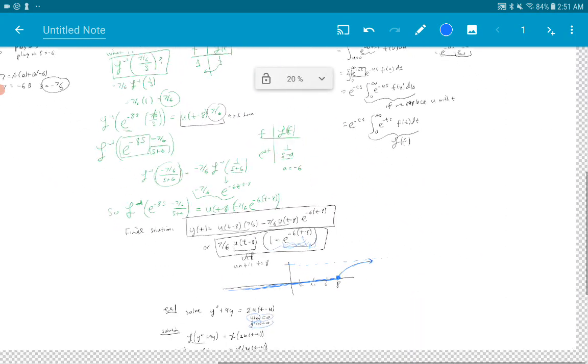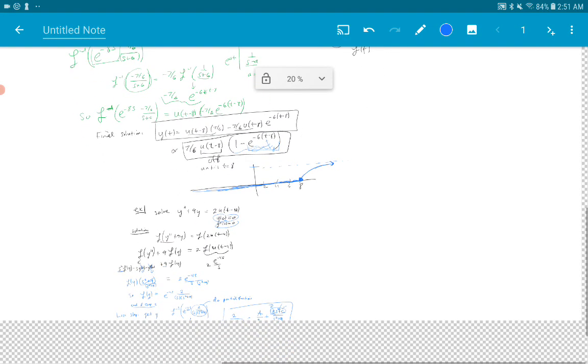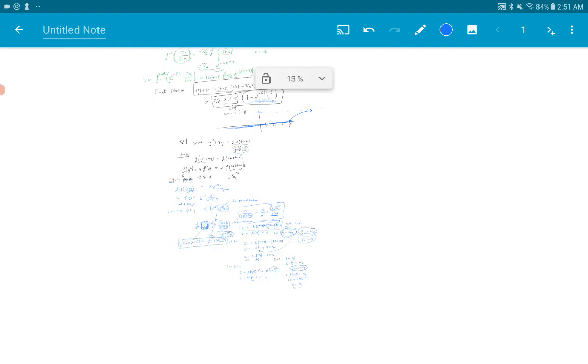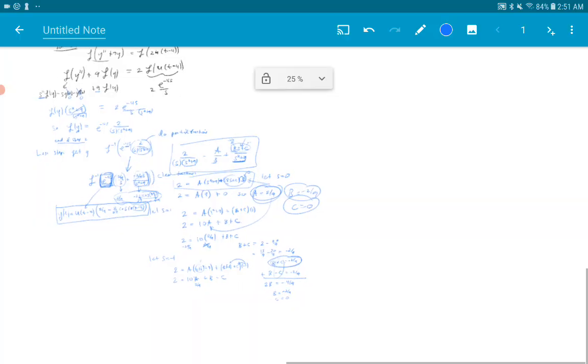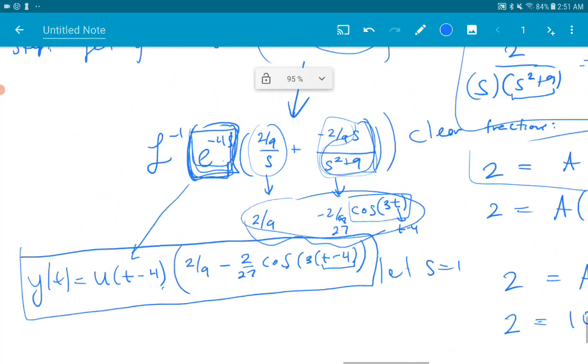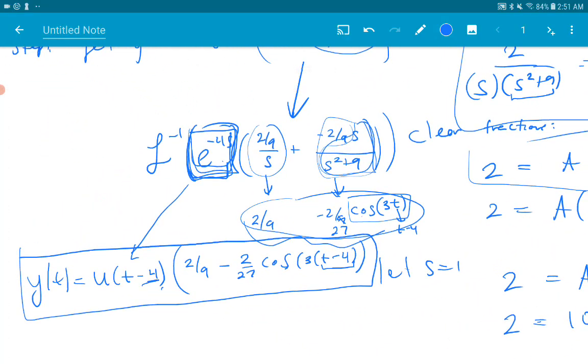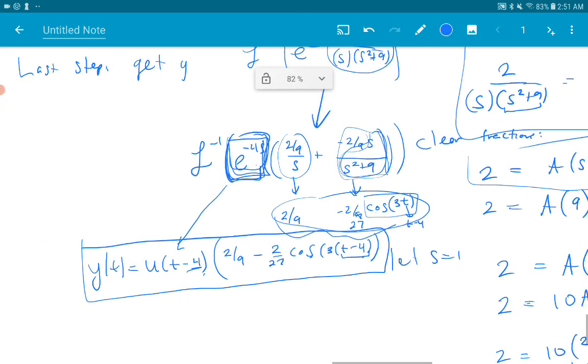If you're coming to class, you can go over this more in class, but those last two examples kind of illustrate the whole thing for us. This is the solution to that differential equation. We shifted it by 4 at the end. All right, so that's pretty much it.